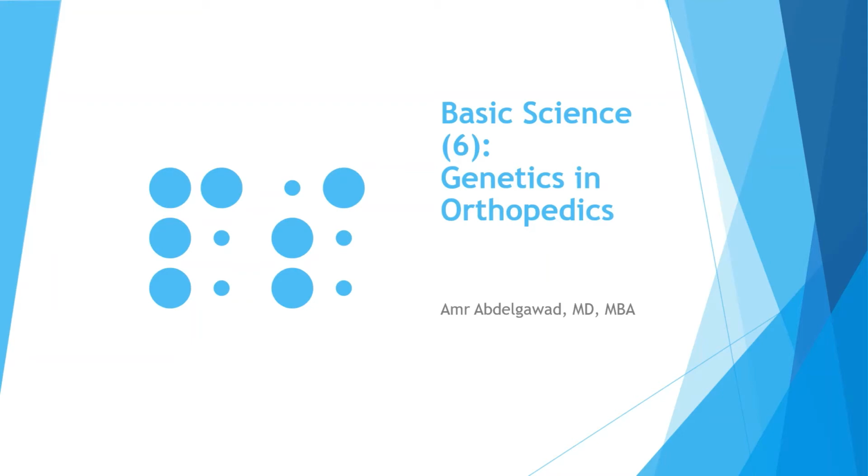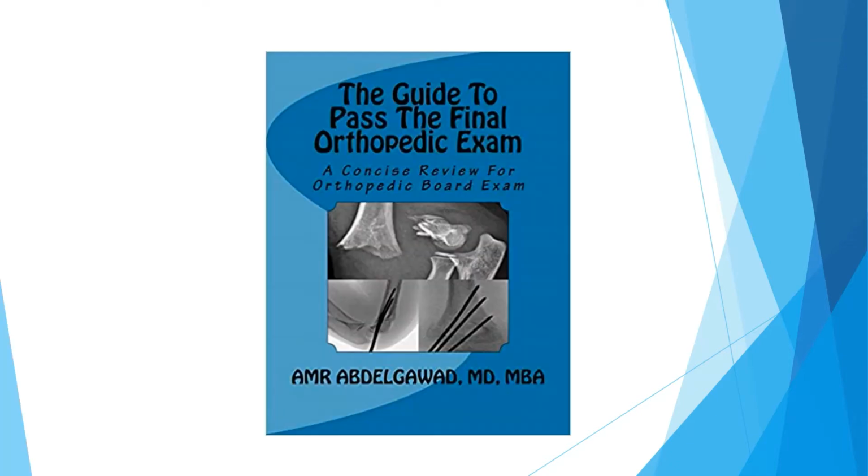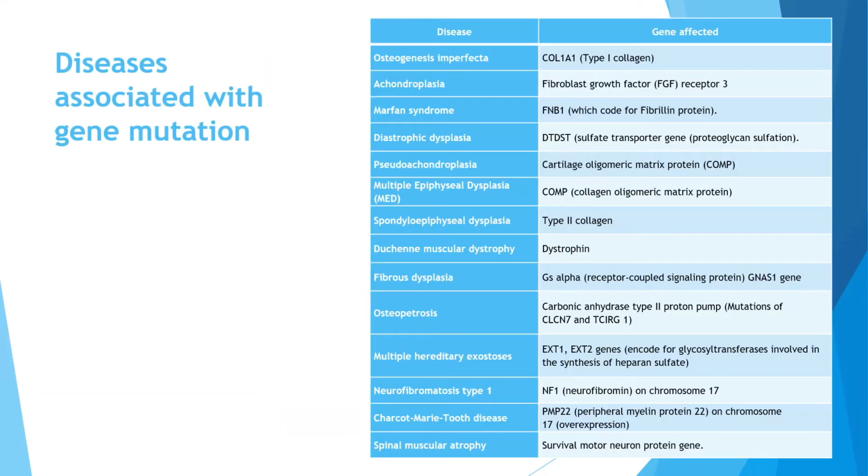Hi, welcome to this lecture in Basic Science in Orthopedics, and in this lecture we're going to speak about genetics in orthopedics. A good source that you can use is this book written by myself. In the next two slides we're going to speak about systemic disease that has musculoskeletal manifestations, the most common of them, and what are the genes that are responsible.